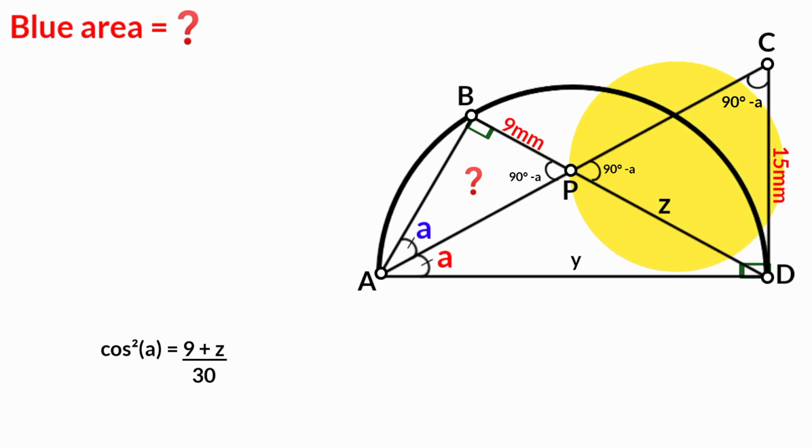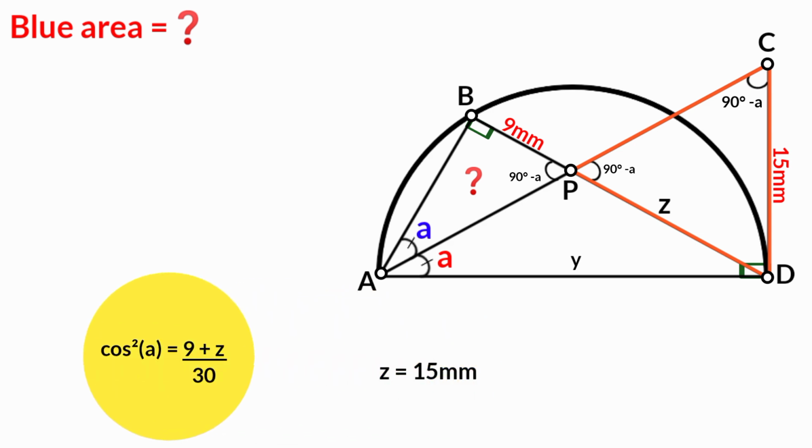Let's put our focus on this triangle CDP. We can see this angle and this angle are congruent. That proves that triangle CDP is an isosceles triangle. We know the sides facing the congruent angles are also equal. That is this side and this. So since this is 15 millimeters and this is Z, that means Z equals 15 millimeters.